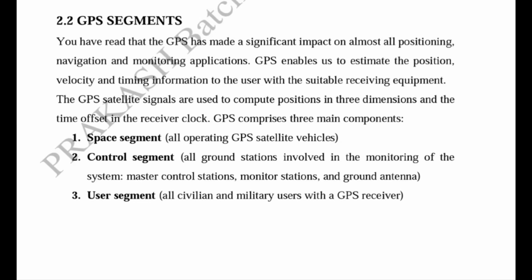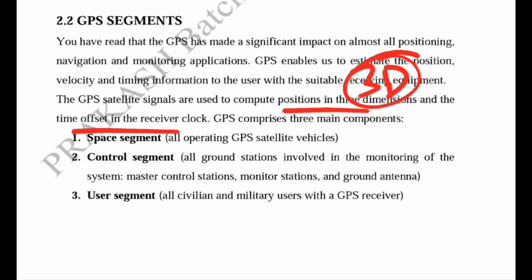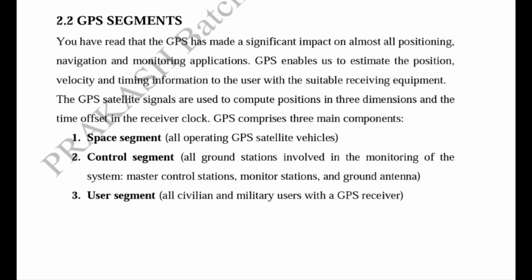So GPS helps us to calculate the position in 3 dimensions and the time observed in the receiver clock, because the satellite clock and receiver clock have to be synchronized for the calculation. So we require a minimum of 4 satellites, as we already discussed, for our positioning calculation very precisely, because one component, the time information, also has to be calculated.